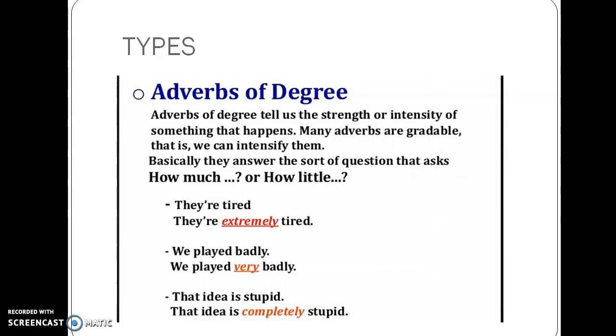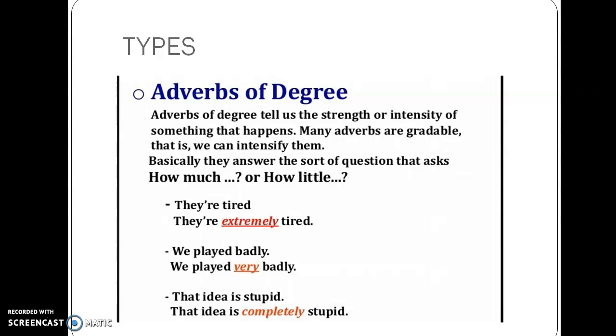They are extremely tired. How much tired are they? Extremely. We played very badly. How badly did you play? Very. That idea is completely stupid. How stupid is that idea? Completely. So adverbs of degree tell you about the degree, the intensity of an action.